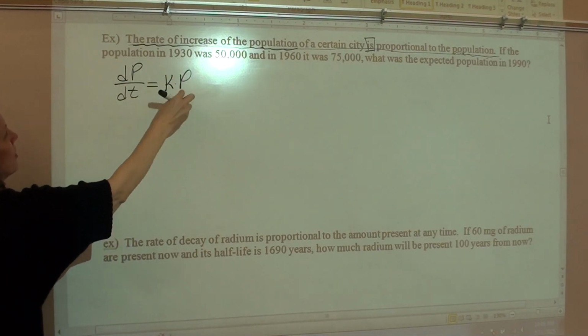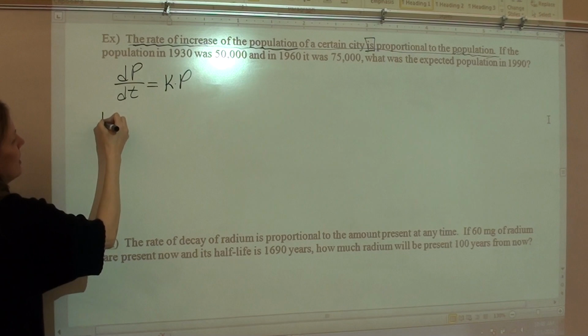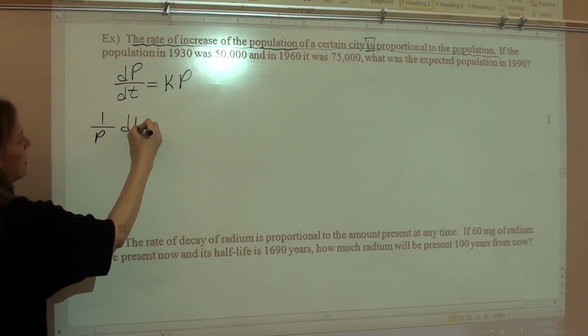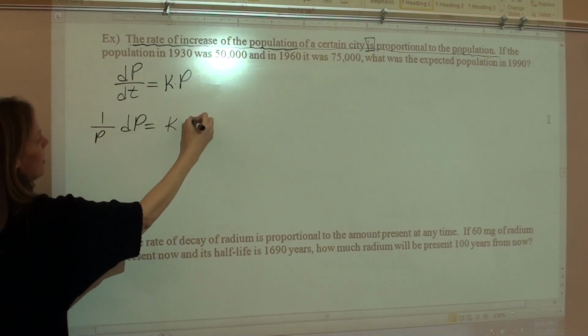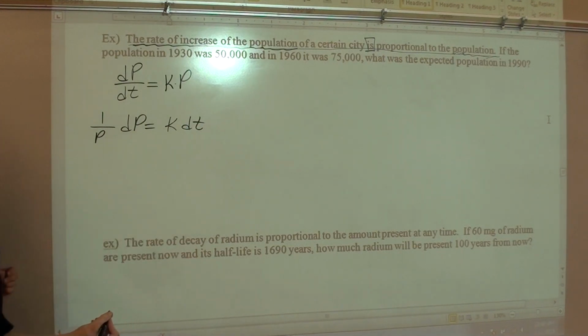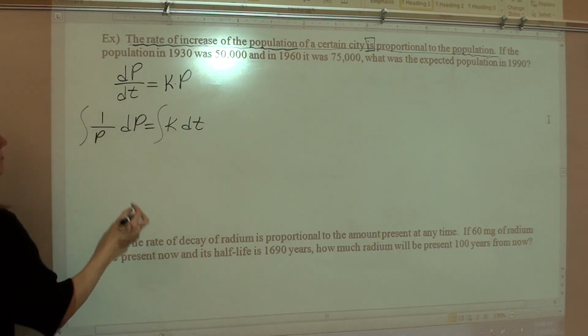So here we go. I'm going to divide by P, so I get 1 over P dP equals k dt. I guess you could pull out a 1 over k and treat it as a coefficient too. Either way, it's just easier to keep it on the right, with the t's. Think kdt. Okay, kdt. All right, so now we have to integrate both sides.